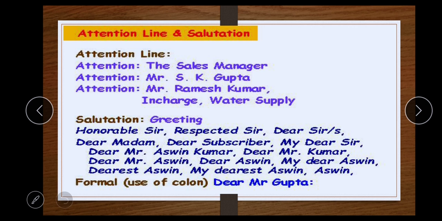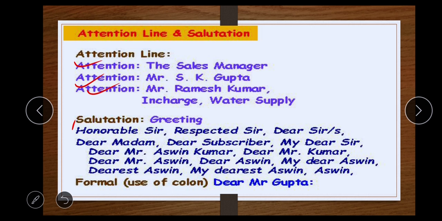Then see here, the examples are given. Attention: the sales manager, means the sales manager should look after that letter. Attention: Mr. SK Gupta, this SK Gupta should look after that letter. And attention: Mr. Ramesh Kumar, in charge of water supply. So these persons must see the letter preferably. That is the meaning of the attention line.